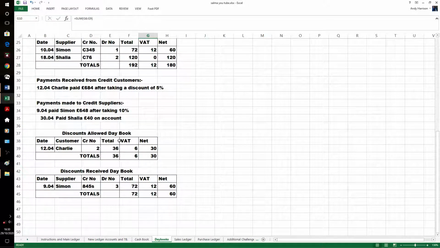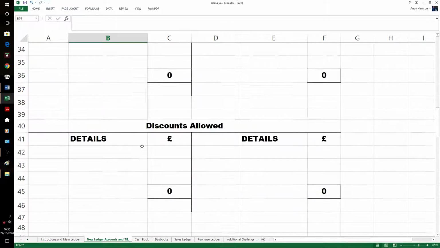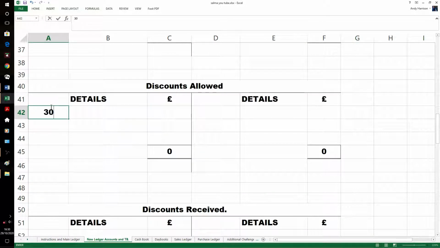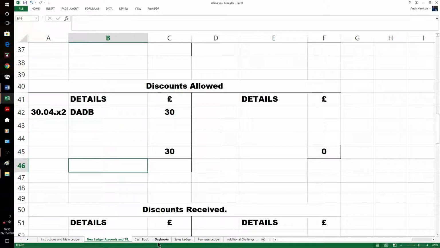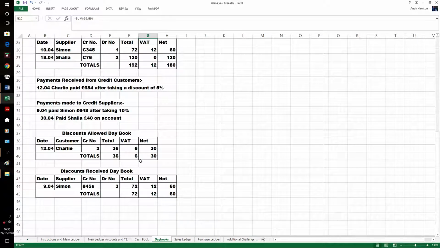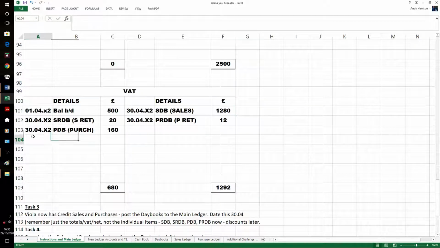So discounts allowed are debits. So they're all in the newer one. So discounts allowed. Here we are, 30. So day book will do. Net of VAT. £6 in VAT. Our VAT account was here, so on the debit side as well.